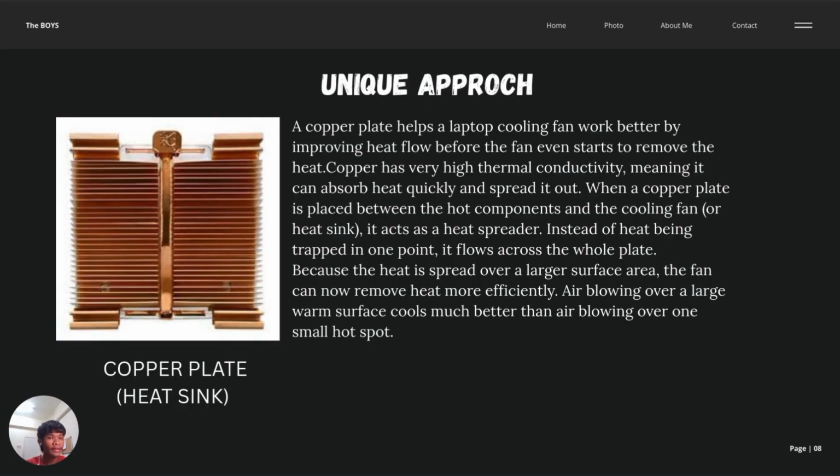Instead of heat being trapped in one place or one point, it flows across the whole plate because the heat is spread over a large surface area. So the fan can now remove more heat efficiently. Obviously, when we have a bigger surface, the heat will be released more easily and efficiently. Air blowing over a large warm surface cools much better than blowing over one small spot.